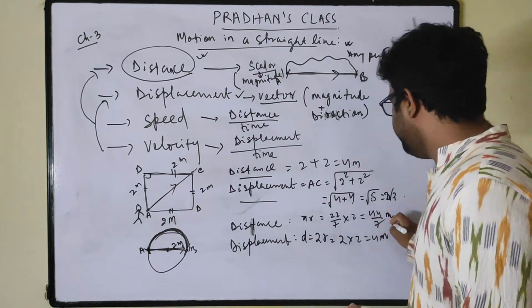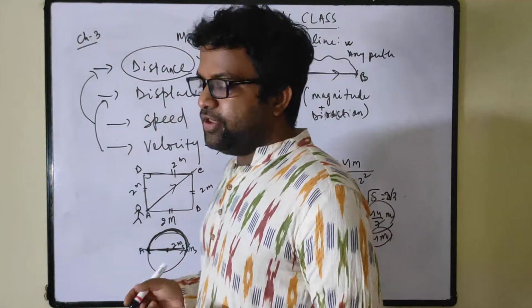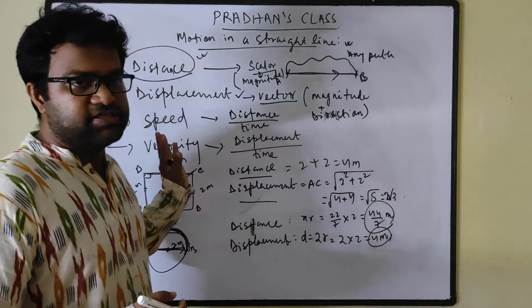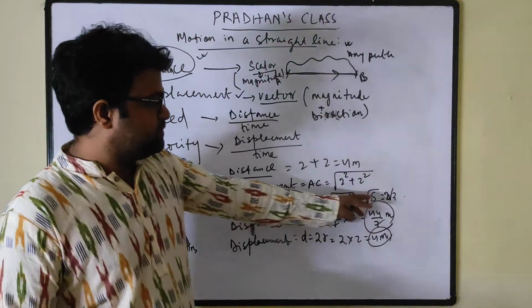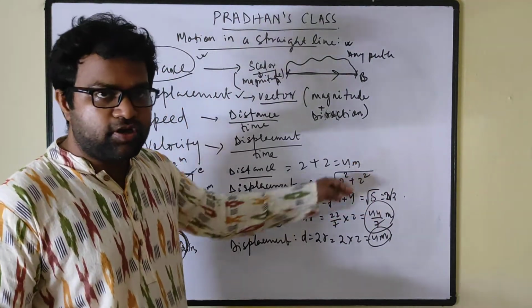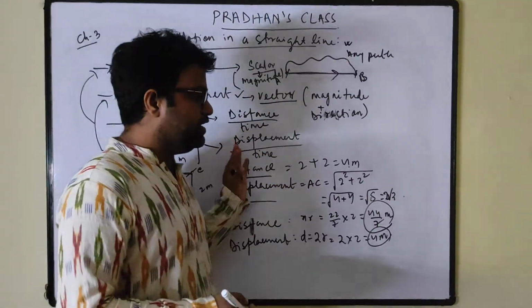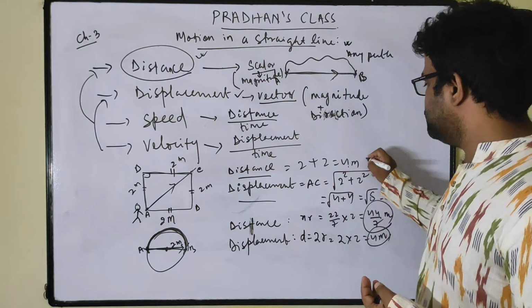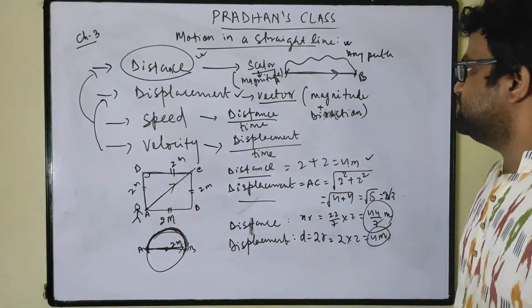So you can see the difference between distance and displacement. In this diagram, you will get a clear idea what is the difference between distance and displacement, right? So you can see that in most of the cases displacement is smaller than the distance. Distance is always greater than the displacement, or displacement is smaller than distance, right?